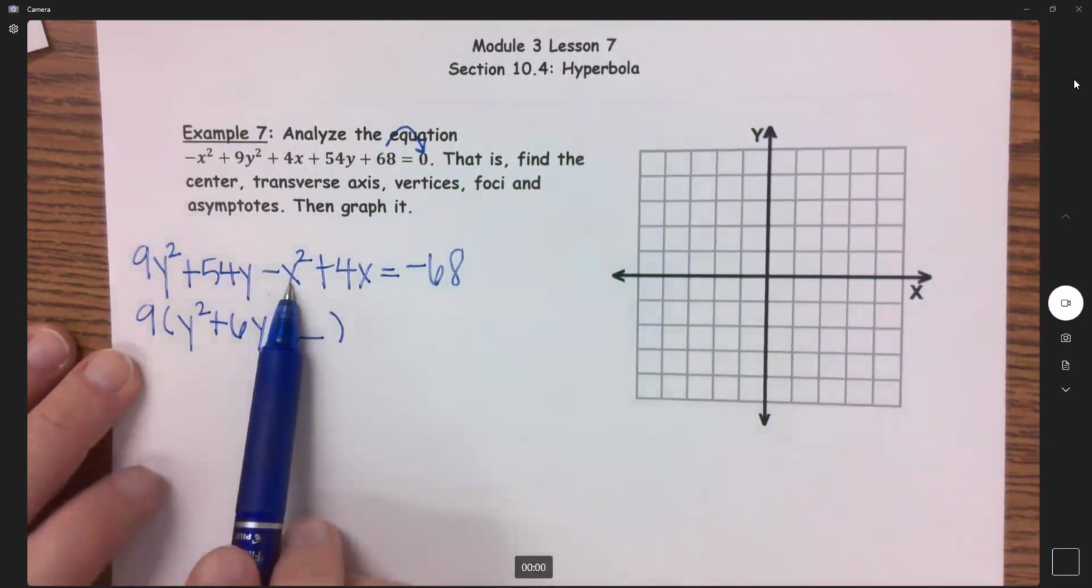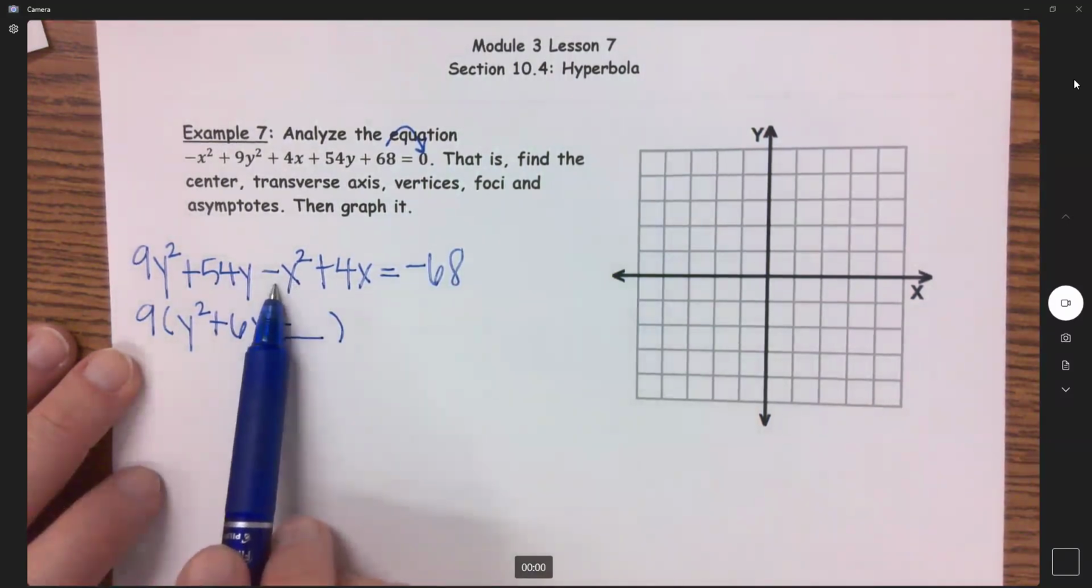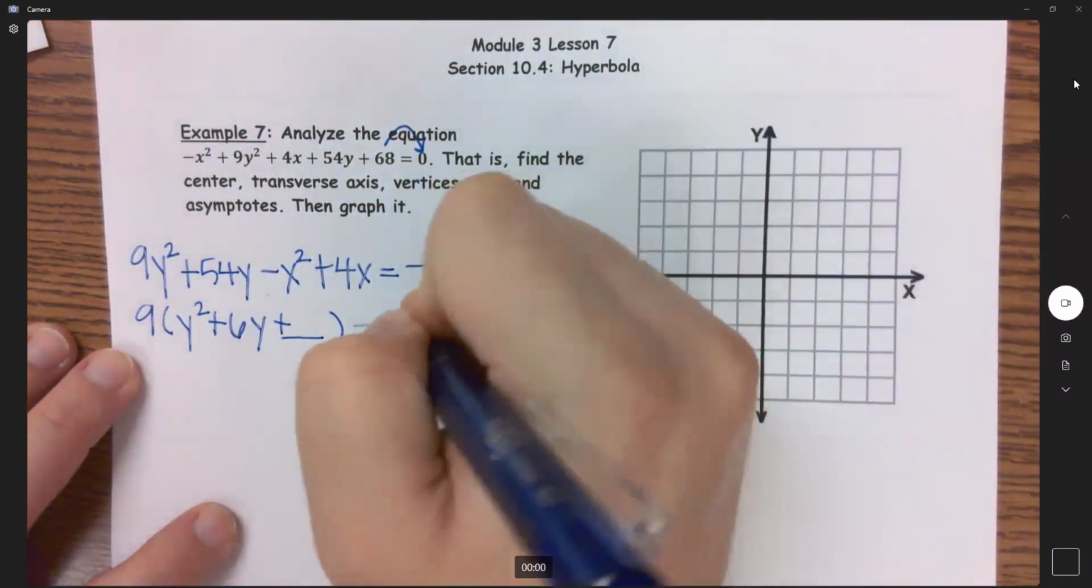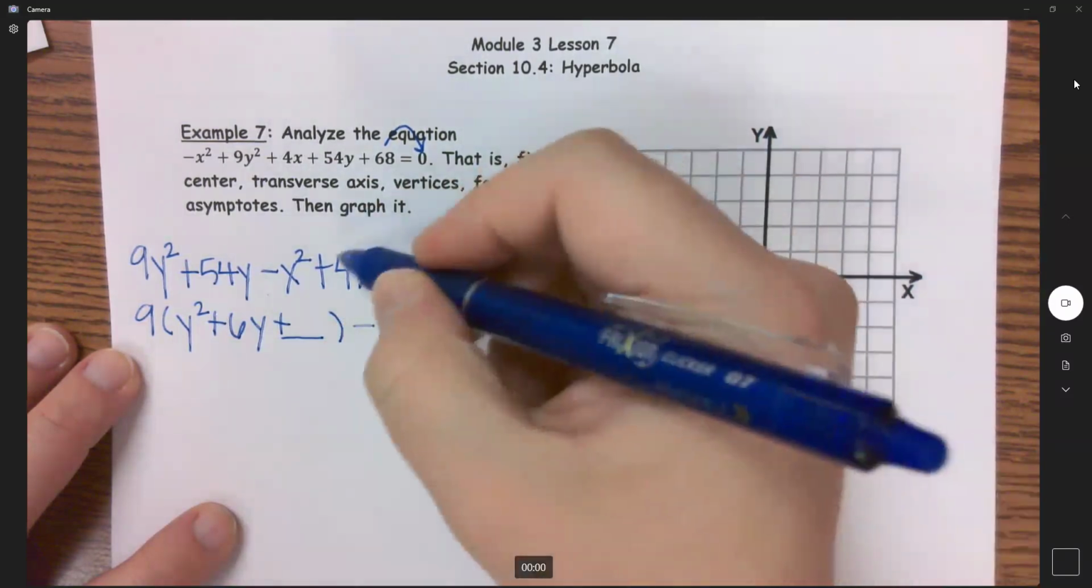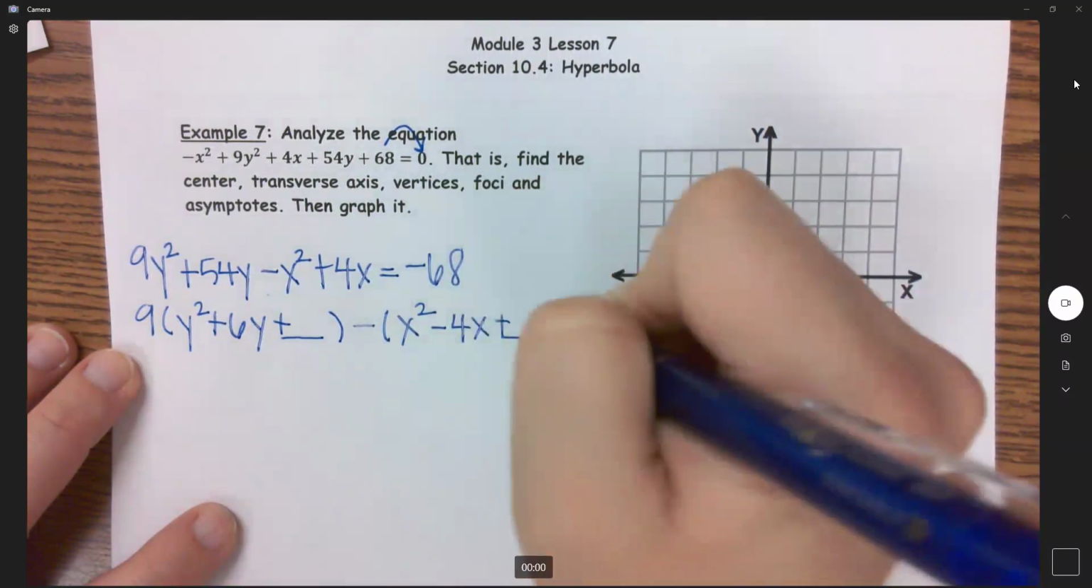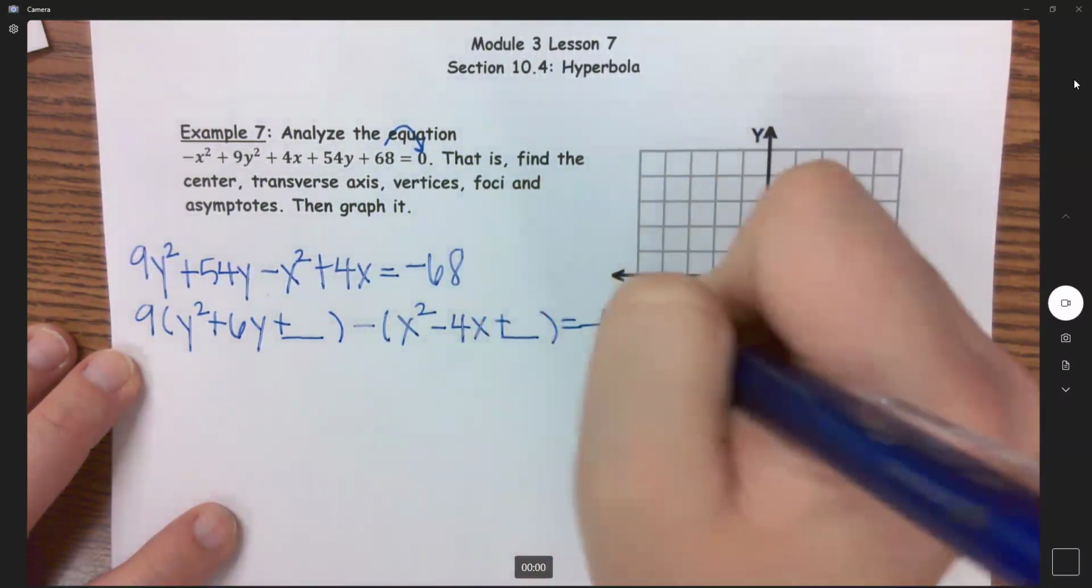Again, I need what's in front of my square term to be 1. This is actually a negative 1, so we need to pull out that negative. So now I have x squared minus 4x, and then we'll leave some room, equals negative 68.